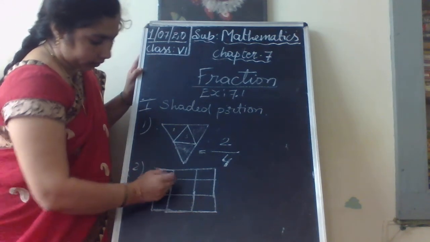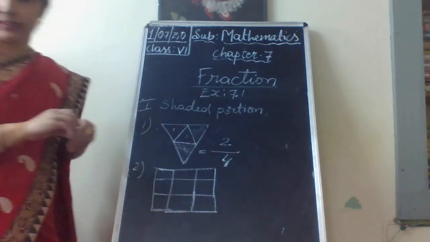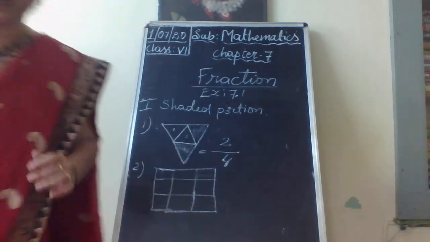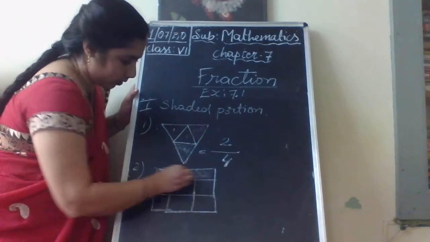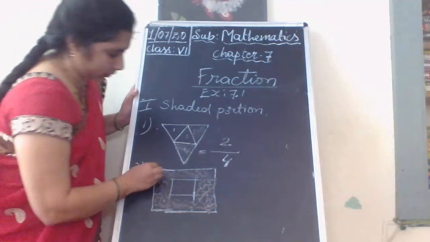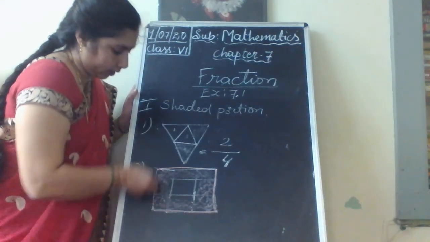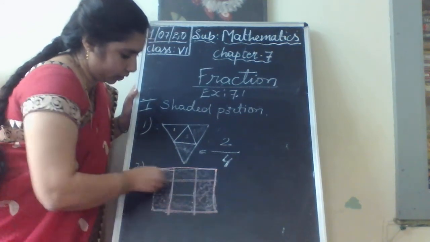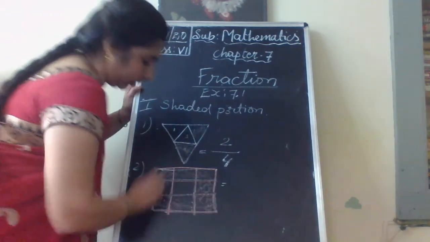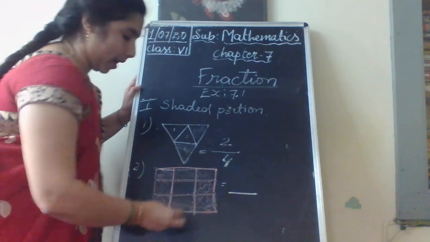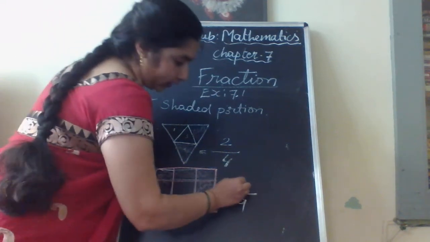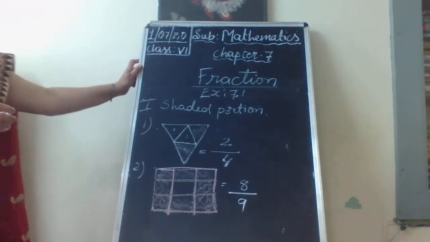See here. This figure is divided into 9 equal parts. Now I am shading 8 parts. 8 parts out of 9 equal parts is the shaded part. To represent the fraction for the shaded part, the total figure is divided into 9 parts, that will be the denominator, and the number of shaded parts is 8. So the fraction for the shaded portion is 8 by 9.